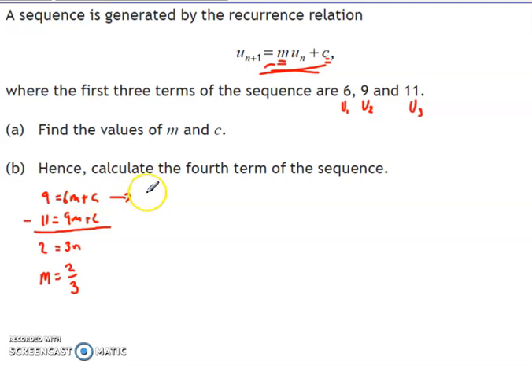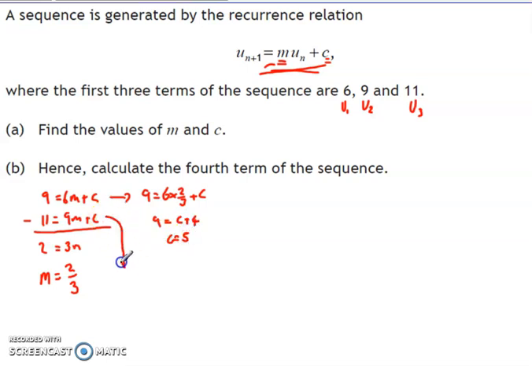If I was to take the top equation, I'd get 9 equals 6 times 2/3 plus c. So 6 times 2/3 is 4. 6 divided by 3 is 2, 2 2s are 4. So I know that 9 is equal to c plus 4. So c is equal to 5.